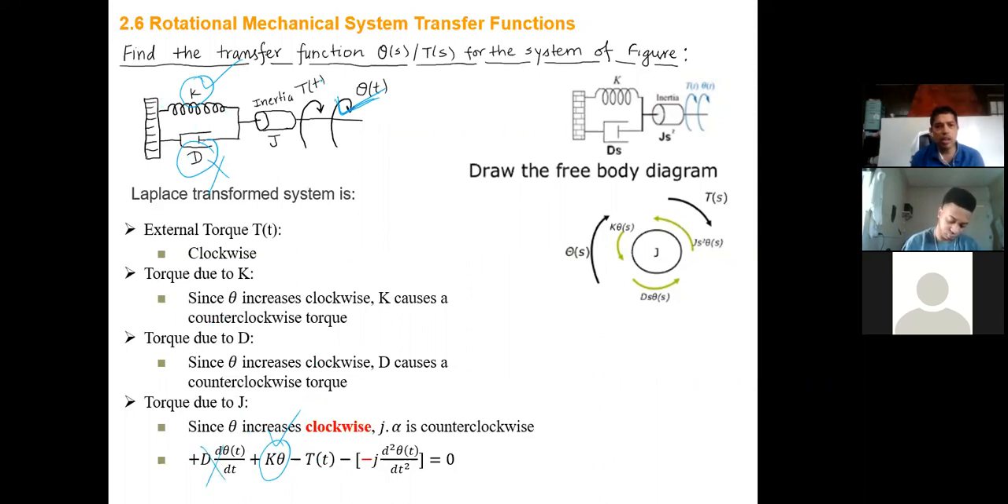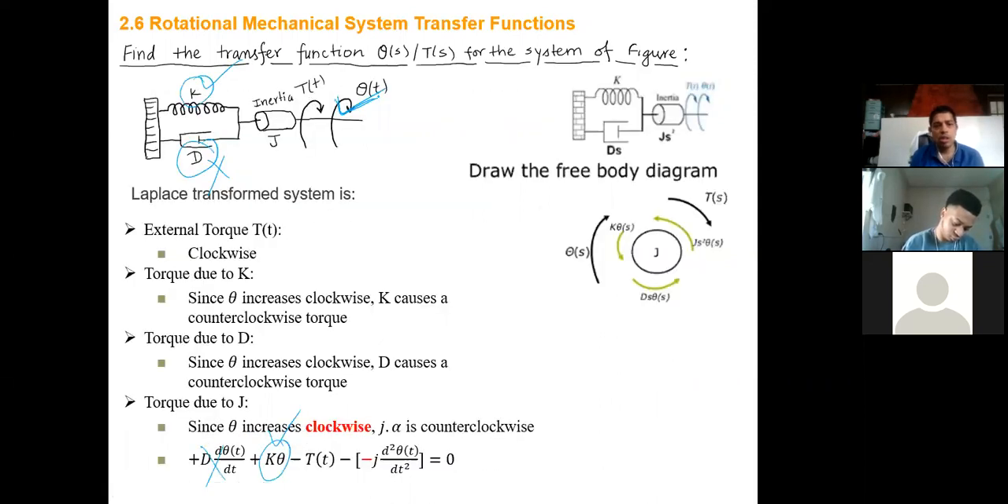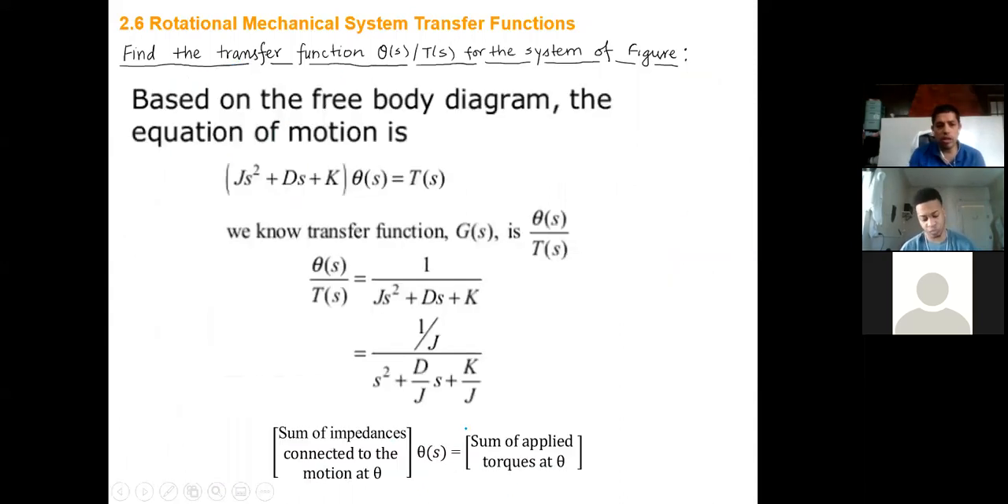Then similarly, you have T here. So T is this guy here. And inertia is this guy here. Okay, so we got all four of them and set that to 0. So that gave us this equation. So this is what we did last time, right?